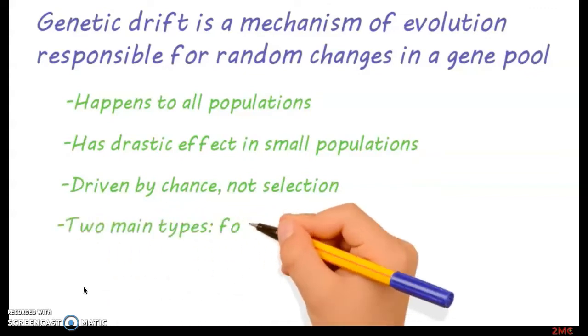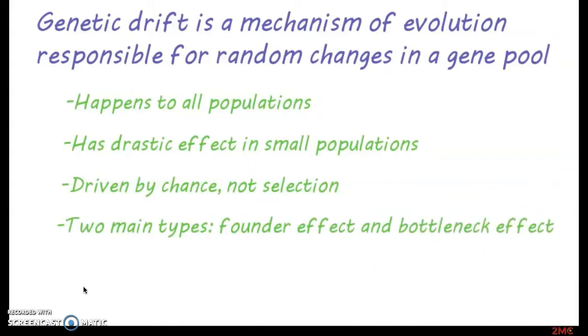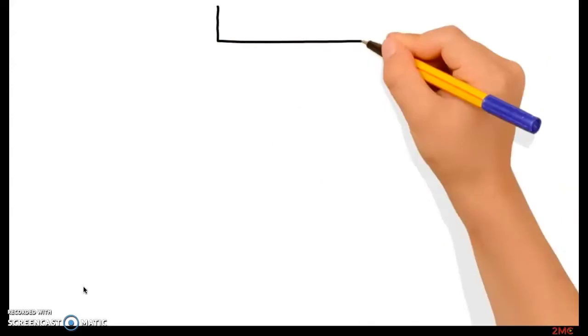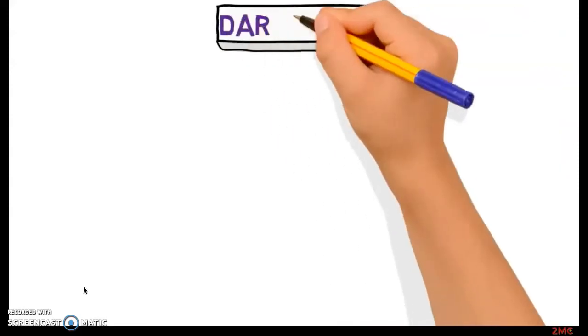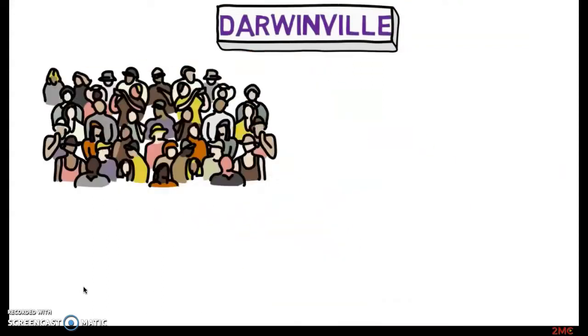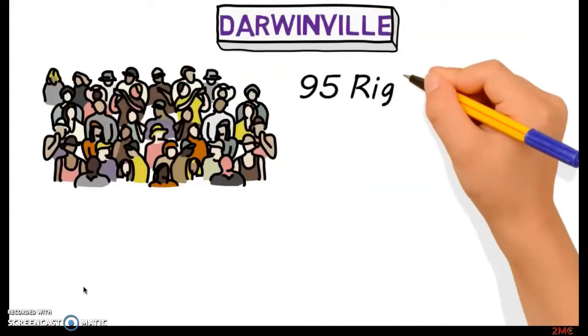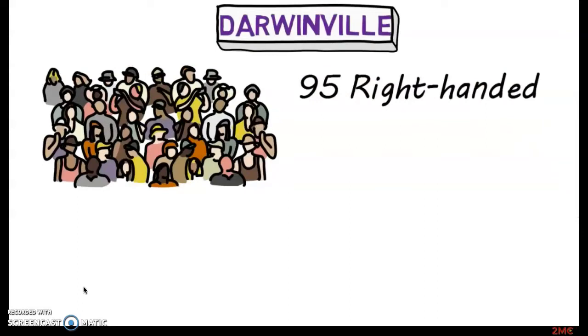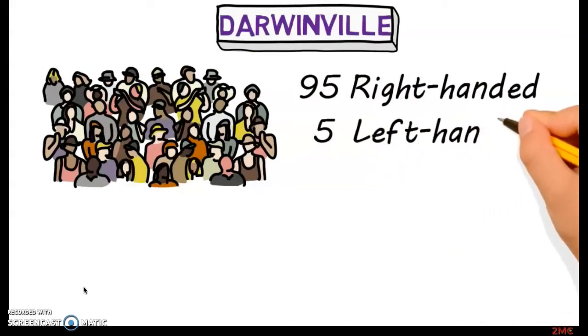There are 2 main types of genetic drift. You have the founder effect and the bottleneck effect, and we'll look at some examples of both of these. So let's say that you have a town, call it Darwinville, and you have 100 people that live in this town. And of those 100 people, 95 of them are right-handed, and the other 5 are left-handed.